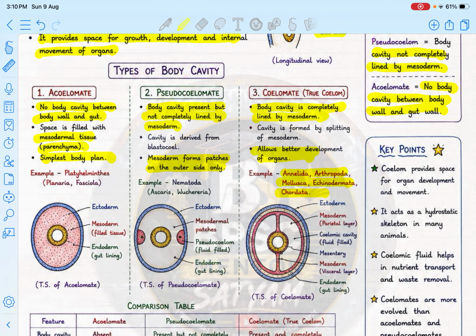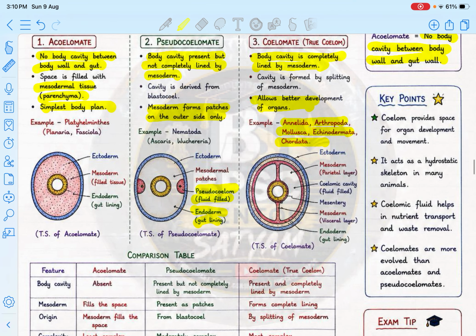Okay, now these are the diagrams also. Here you see in pseudocoelomate, there is a pseudocoelom which is filled with fluid. Always remember, endoderm is the gut lining, and here is the ectoderm. Okay, there are some other key points. For example, the coelom provides space for organ development and movement. Now one can ask, why is the coelom required? Because it is required for organ development and also for movement.